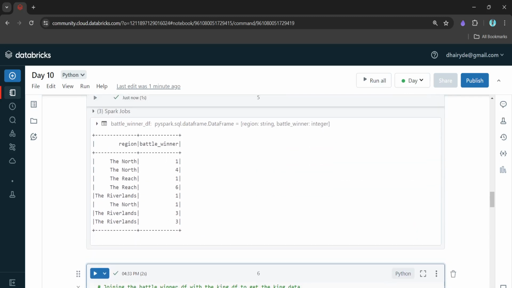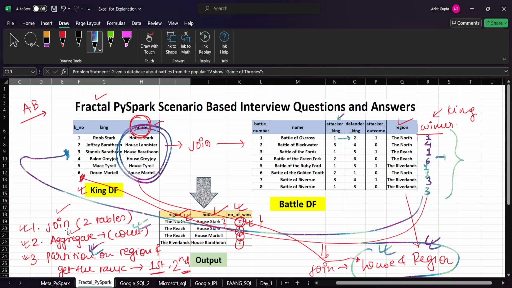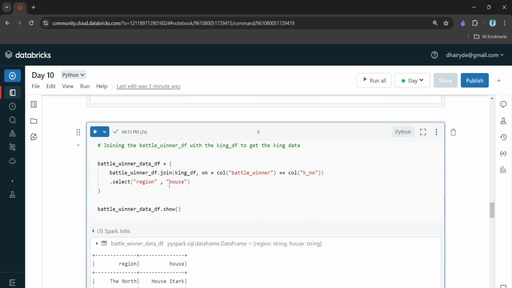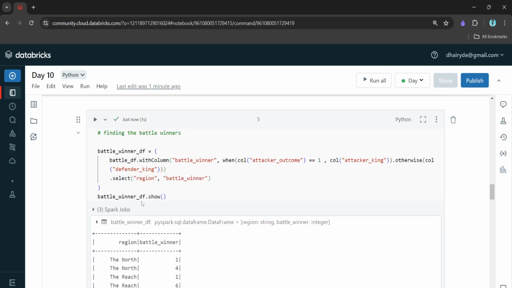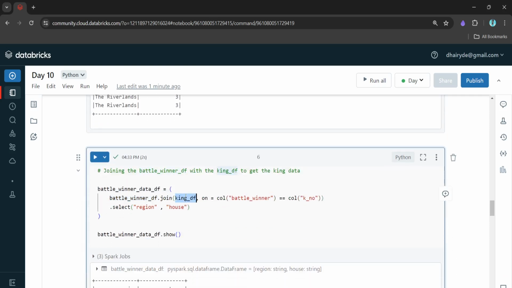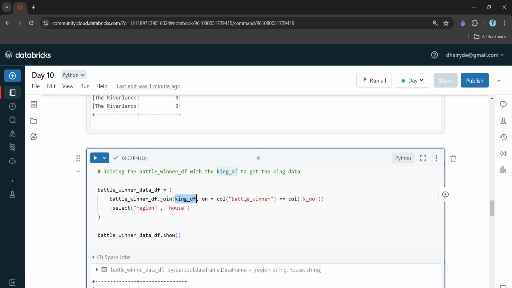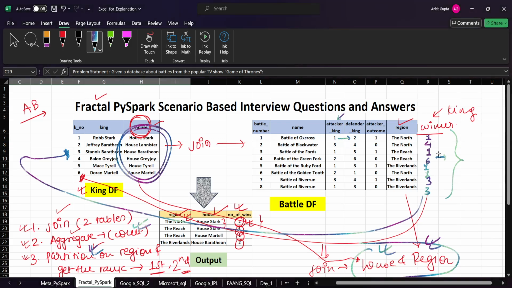So what was the next step? Once we generate this data, we had to join it. So let's join these two data frames. This is the battle winner DF which we generated, and then we are joining it with the king data frame on battle winner with K number. Let me show you. This column was getting generated with this K number. Here we have records from 1 to 6, and here also we have 1 to 6.